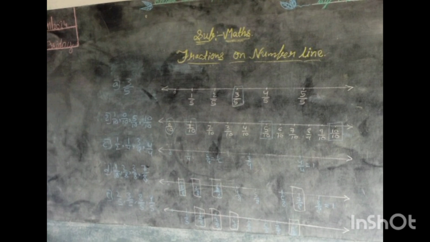Here, 1 by 4, 2 by 4, 3 by 4, 4 by 4. 4 by 4 is equal to 1 whole. 2 by 4 is equal to 1 half. Okay, like that we should present on the number line.